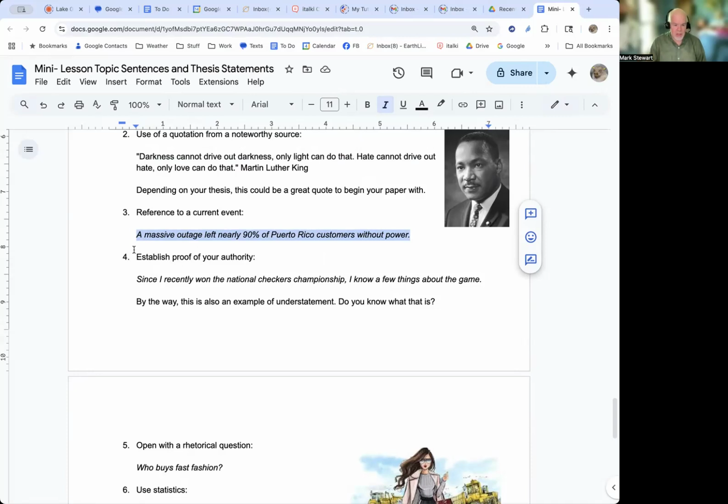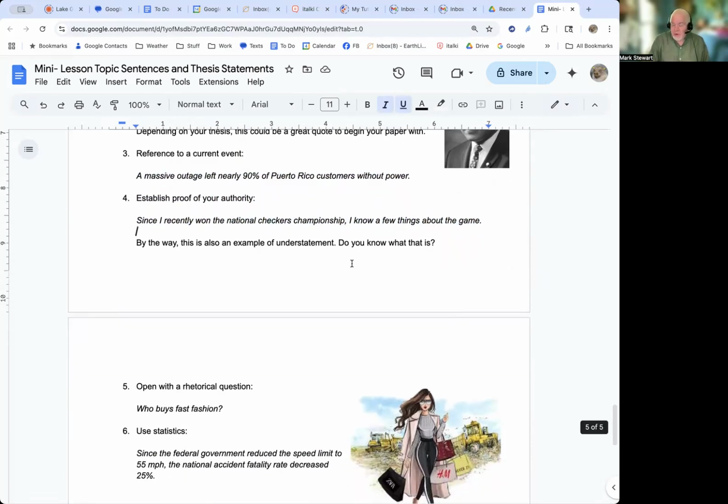A few more. Establish proof of your authority. People need a reason to think that you know what you're talking about, right? So let's say that your essay is going to be about checkers, the game, right? Since I recently won the National Checkers Championship, I know a few things about the game, right? So that's an understatement. We've talked about understatements before, and it kind of gets people's attention, right? You know that he knows that whatever you're going to hear from him, that he's an expert. So maybe that makes you believe him. Although remember what we did when we were studying fallacies about appeal to authority, right? There could still be some issues there.